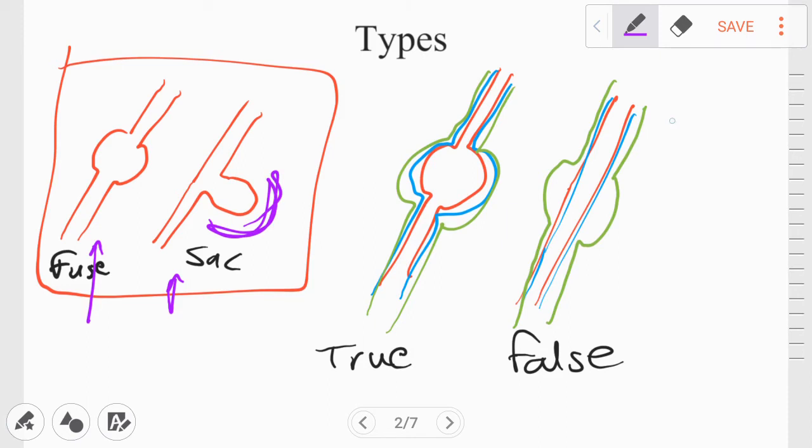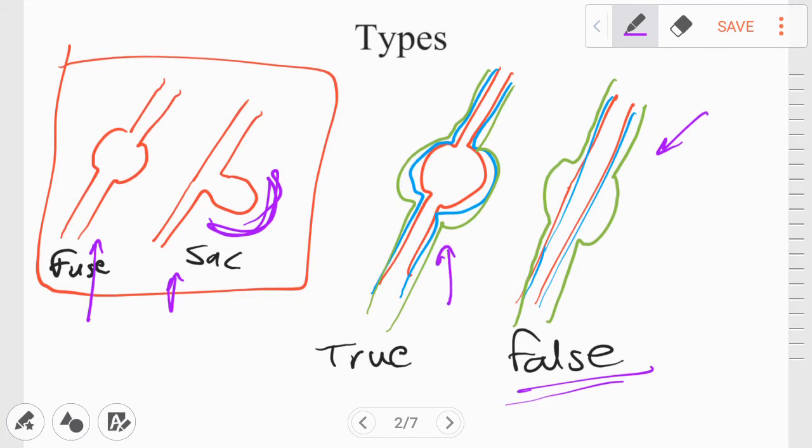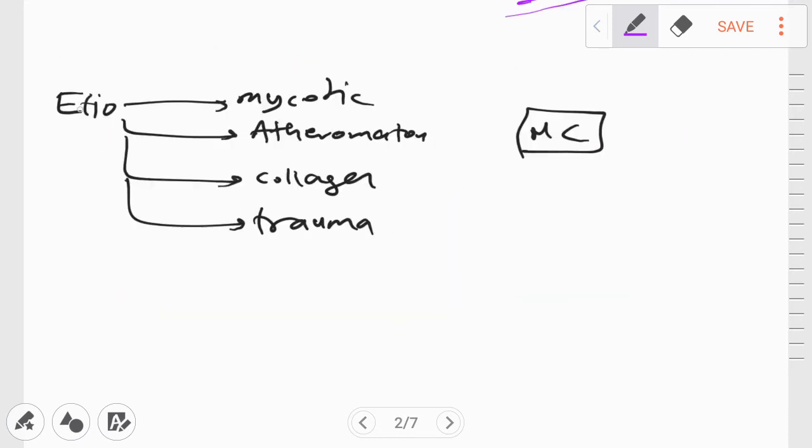Another way to look at an aneurysm is by the content of its walls. In this one, you can notice that only one wall, which is usually the outermost, has bulged out, and this kind of an aneurysm, we call it a false aneurysm. And on the other hand, this one is called a true aneurysm because all three layers of its wall have bulged outside.